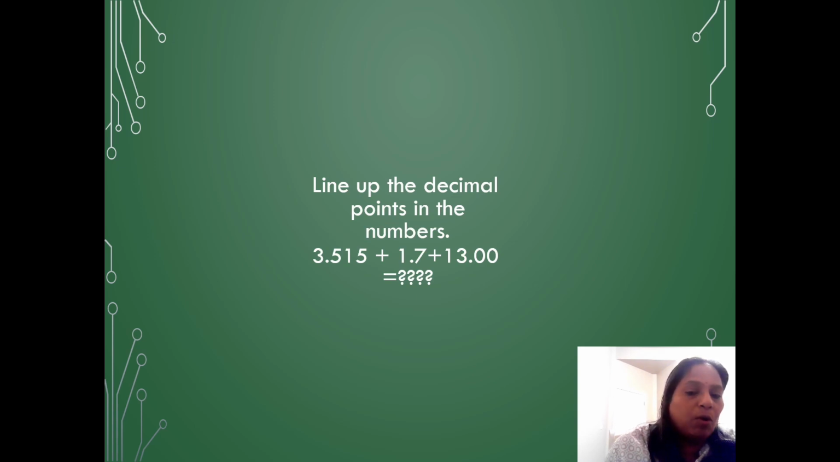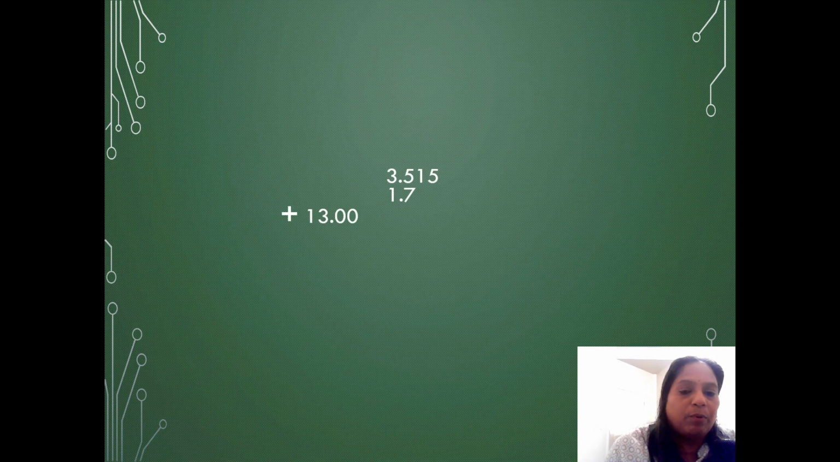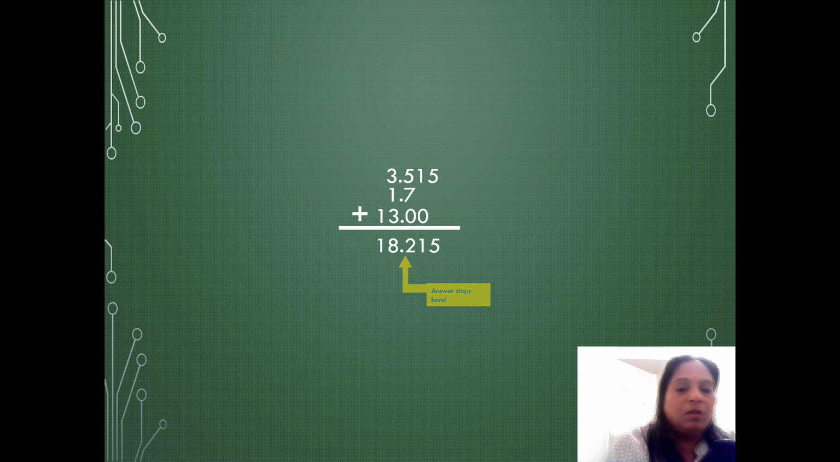Step 1 is to line up the decimals. 3.515 plus 1.7 plus 13 gives me 18.215. My answer would have only one decimal place because the number with least number of decimal places is 1.7, which has just one decimal place. My answer stops with 18.2. No rounding is necessary. Why? Because the leftmost number that has to be removed is 1, which is less than 5.